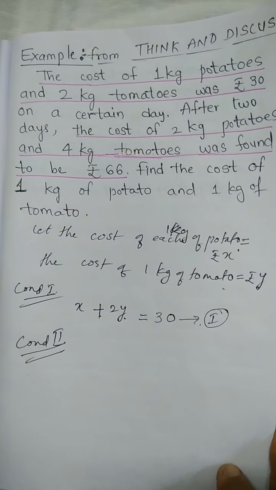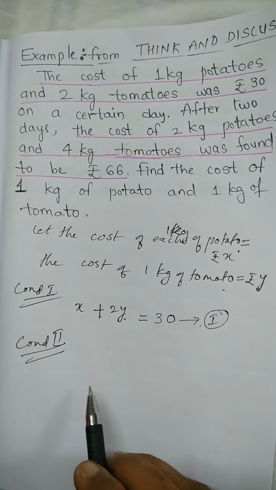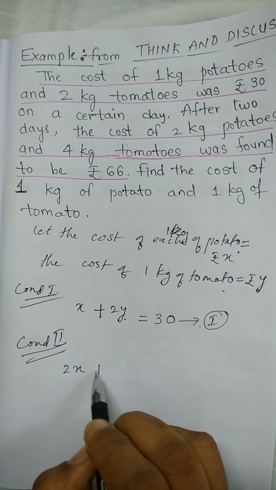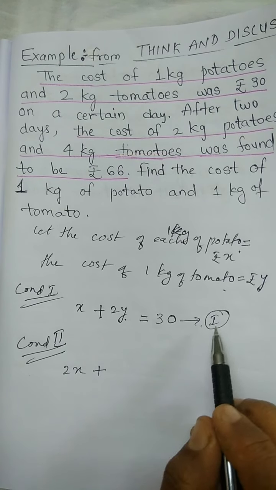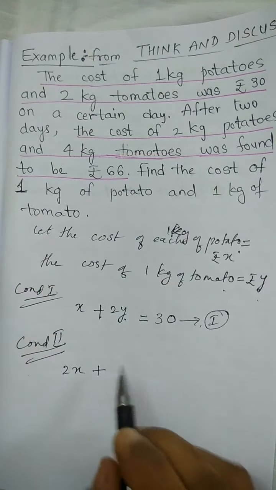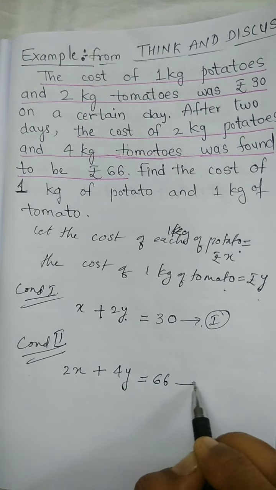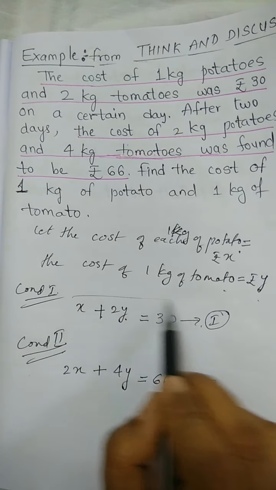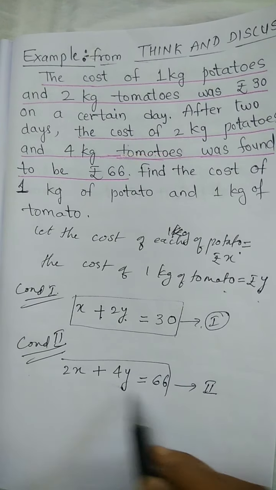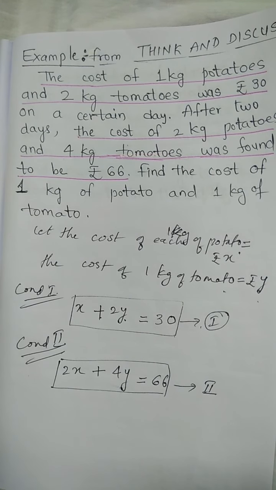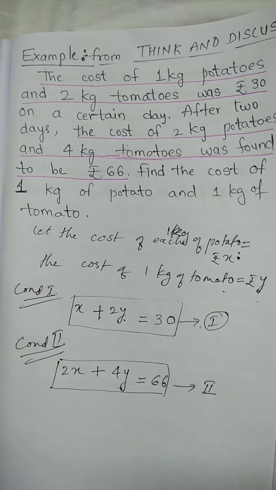That is the cost of 2 kg potatoes. 1 kg potato is x rupees, so 2 kg potatoes will be 2x rupees, plus 1 kg tomato is y rupees, so 4 kg tomatoes will be 4y rupees, and the total cost you are paying is 66 rupees. This is the second equation. So you got a system of equations. Now you can solve them by any method of your choice and get the answer: what is the cost of each kg of potato and each kg of tomato.